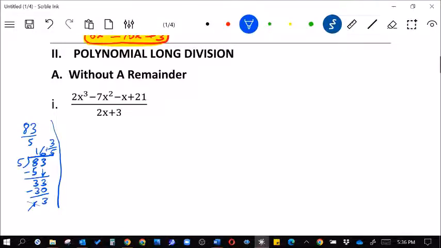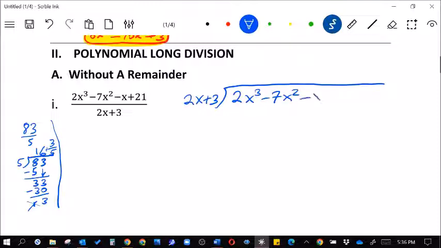So let's use all this space that's over here, and I'm going to say it's 2x plus 3 because we're dividing by that. And here I'm going to put a nice big long amount of space to put 2x to the third power minus 7x squared minus x plus 21. A little extra, not going to hurt me to have that there. My goal is to get this 2x to be the same as this 2x cubed. So I have to think, what is it that I'm multiplying by to get that?